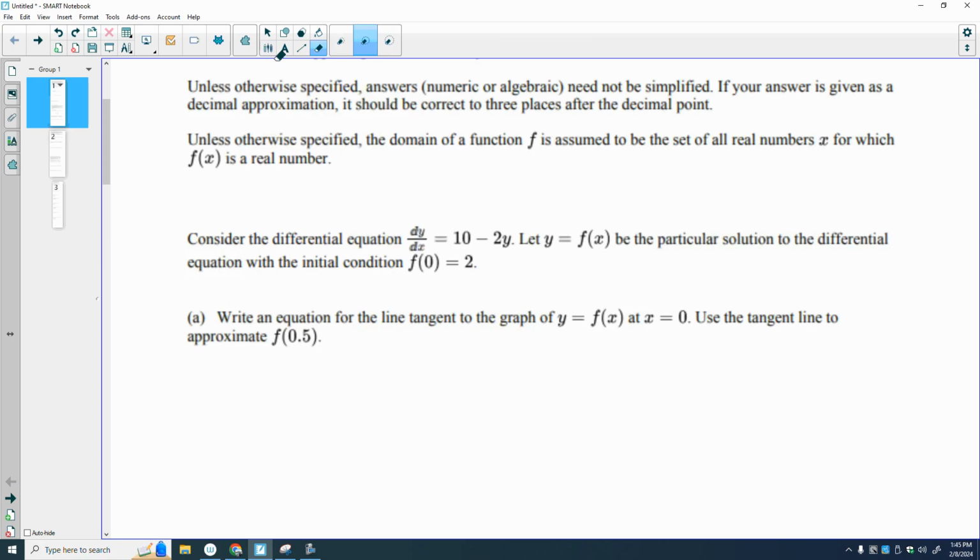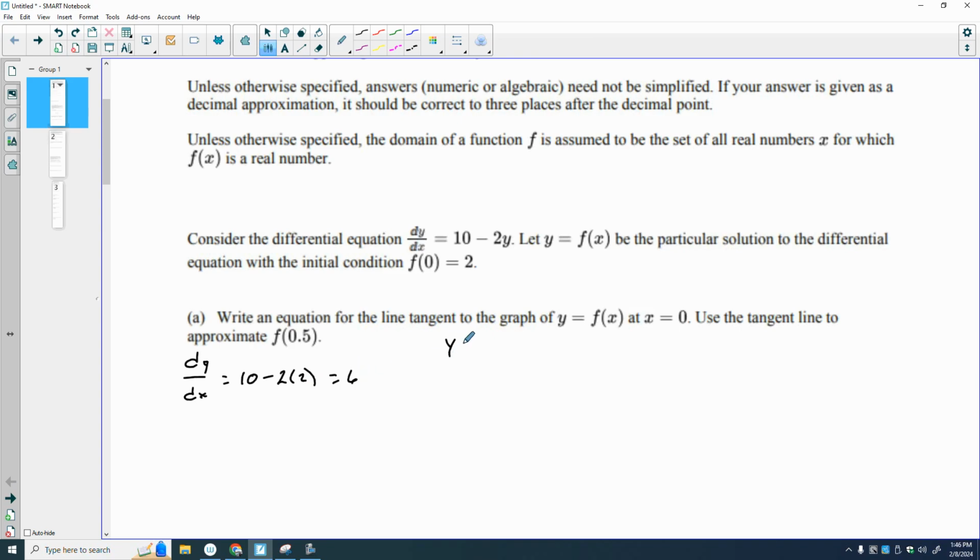So I have dy/dx equals, and my derivative is in terms of y. So I'm going to take the y value that they say. At x equals 0, my y value is 2. So I plug 2 into my derivative to find my slope. A lot of times your derivative is in terms of x. This time it happens to be in terms of y. 10 minus 4 is 6, so my slope is 6.